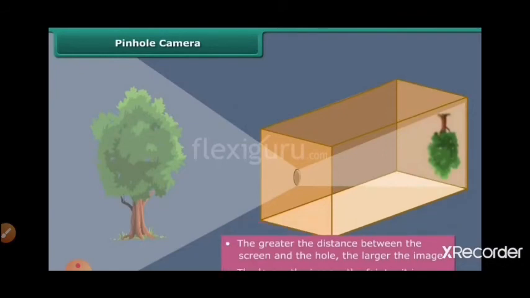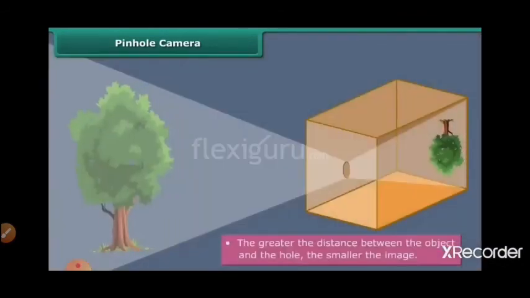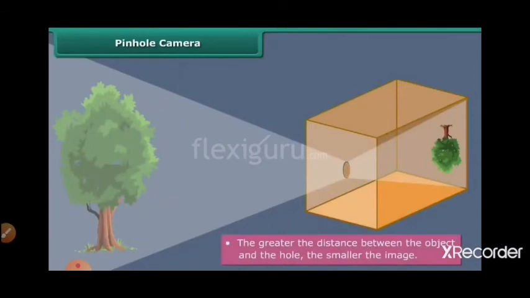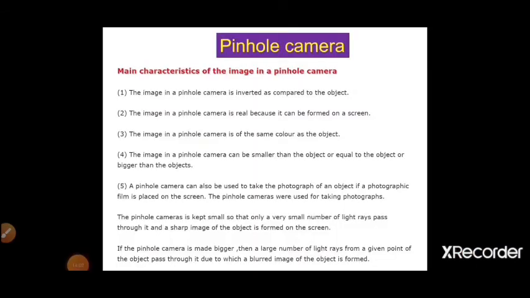Okay, greater distance between the screen and the hole. Then, the image in the pinhole camera is inverted, that means upside down. The image in a pinhole camera is real, it can be formed on the screen. And the pinhole camera image has the same color as the object. The image can be smaller than the object, equal, or even bigger.